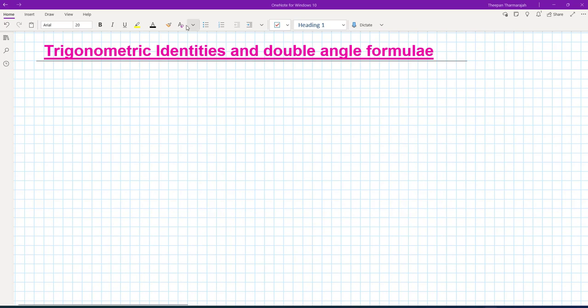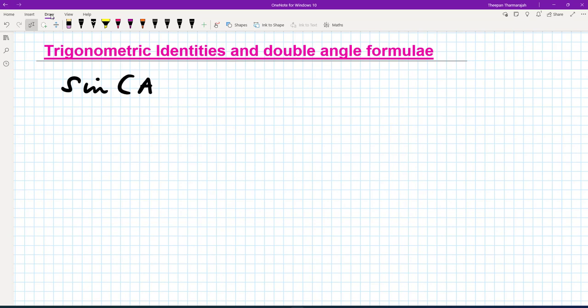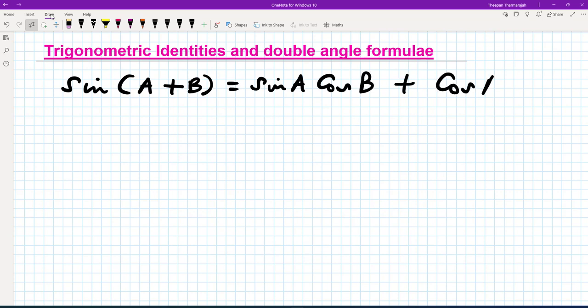So let's start off with an addition formula that you should be familiar with, which says that sine A plus B is sine A cos B plus cos A sine B. And what we're now trying to do is get the identity for sine 2x. So what I'm going to do is replace A and B with x.